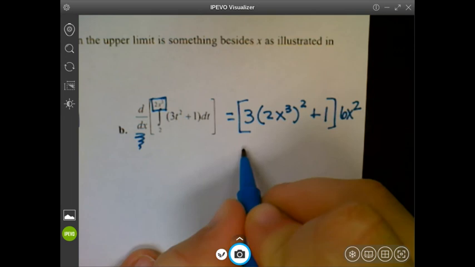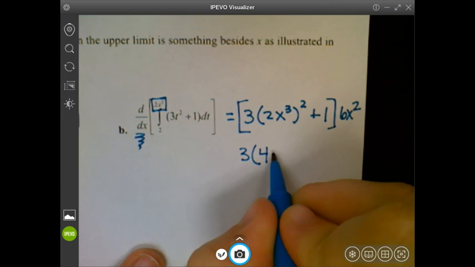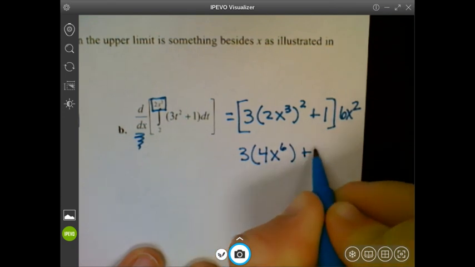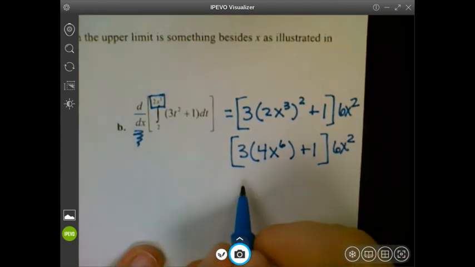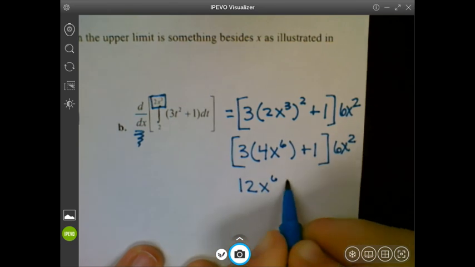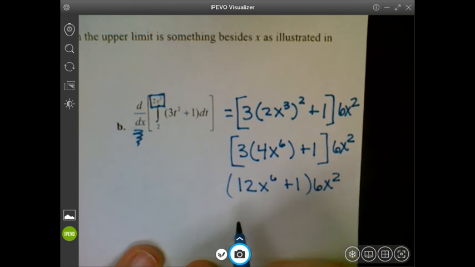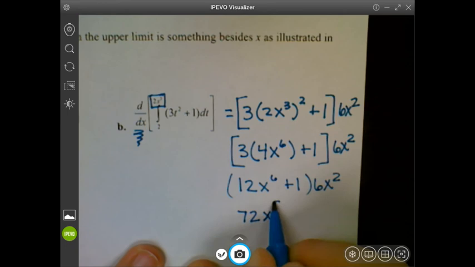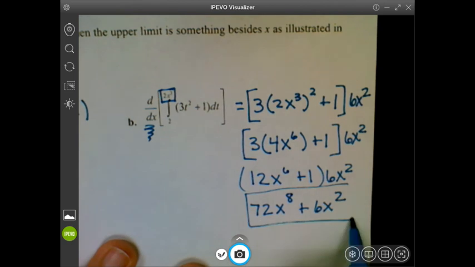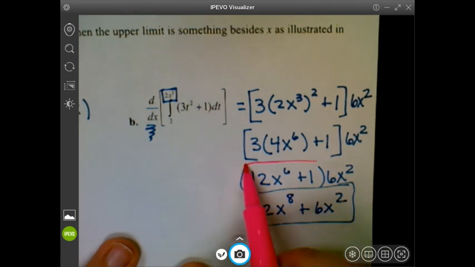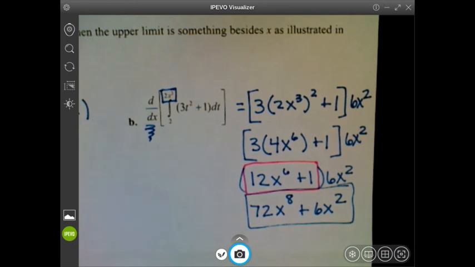All right, we have to simplify this. So this is 3 times squaring this. 2 squared is 4. X cubed squared is x to the 6th. Plus 1, and that whole thing is being multiplied by 6x squared. So this is 12x to the 6th plus 1 times 6x squared. So we're going to distribute: 12 times 6, 72, x to the 8th plus 6x squared. So this would be the correct answer. But this one right here, just this piece, would be a possible choice because they would hope that you would forget that chain rule portion there.